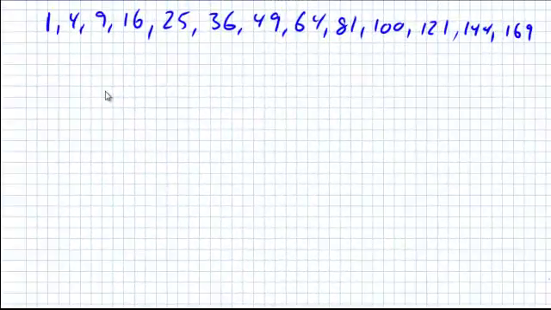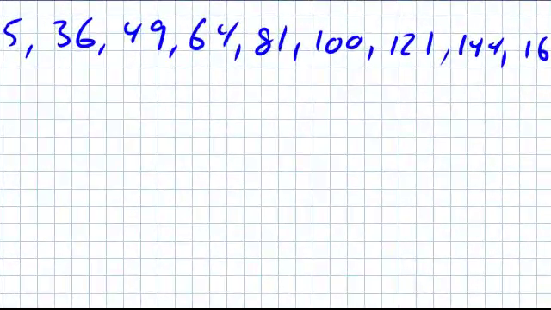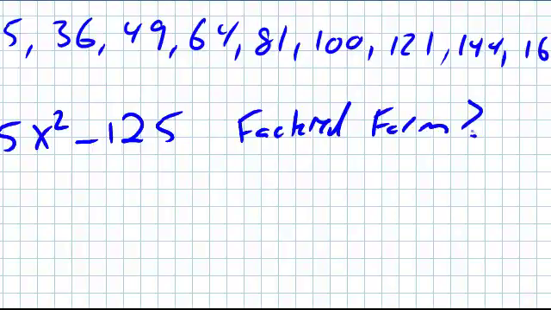Alright, here's our next example. Let's do y equals 405x squared minus 125. The directions will be rewrite in factored form. So I noticed right away 405 and 125 are not on my perfect square list. But I noticed they're both divisible by 5. That's an obvious choice. So let's divide both by 5.